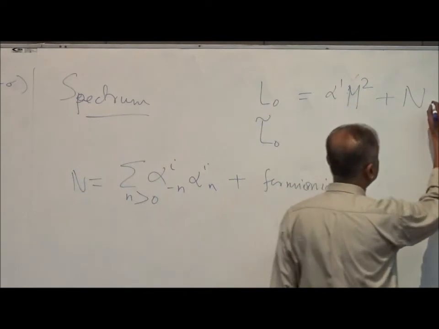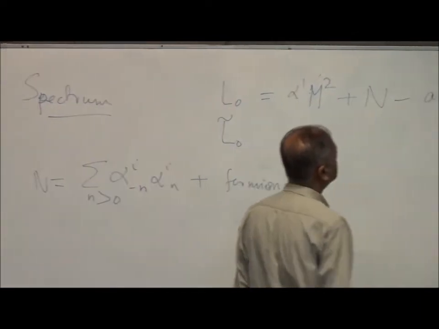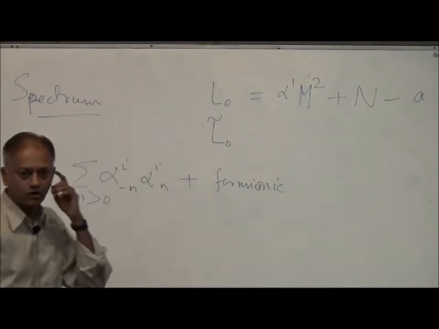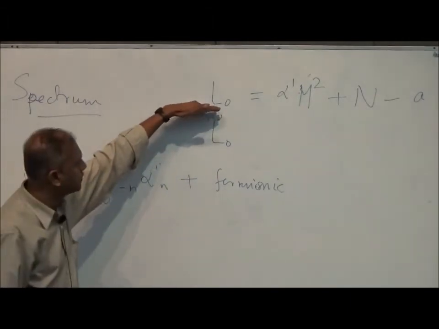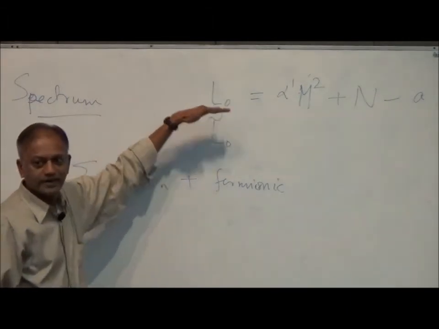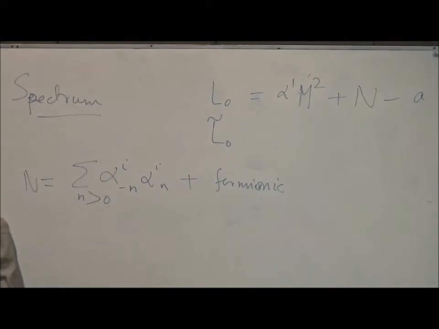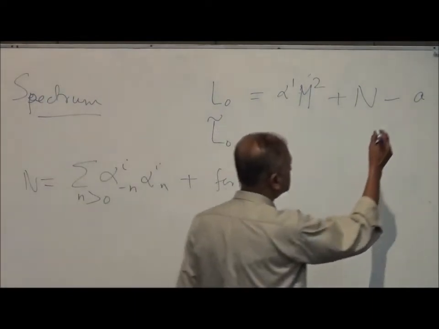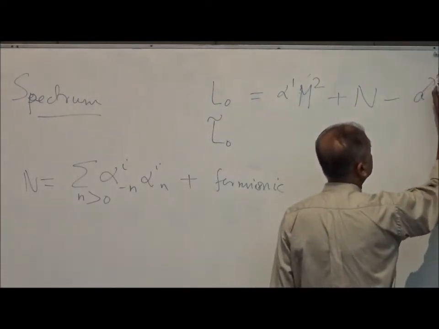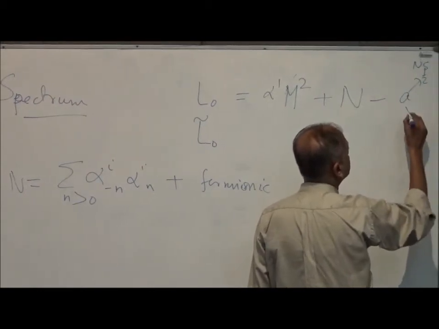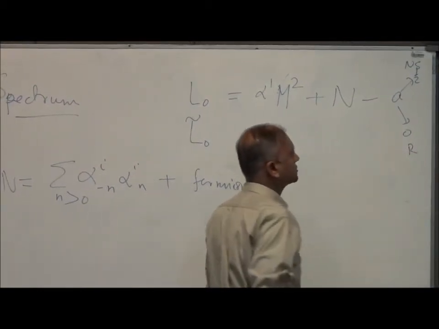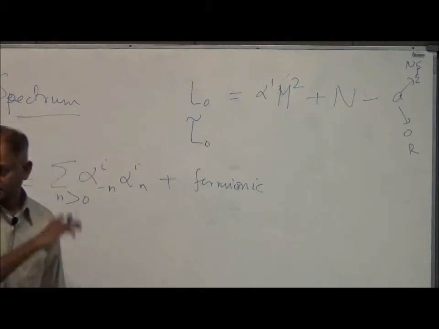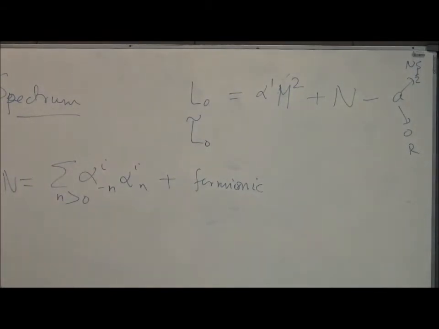And then there is this intercept, which is different for the two sectors, Neveu-Schwarz and Ramond, because remember, the left movers form a fermionic string, so it has two sectors. For the Neveu-Schwarz it is one half, and 0 for the Ramond sector. So this is the standard thing that you have seen last week.